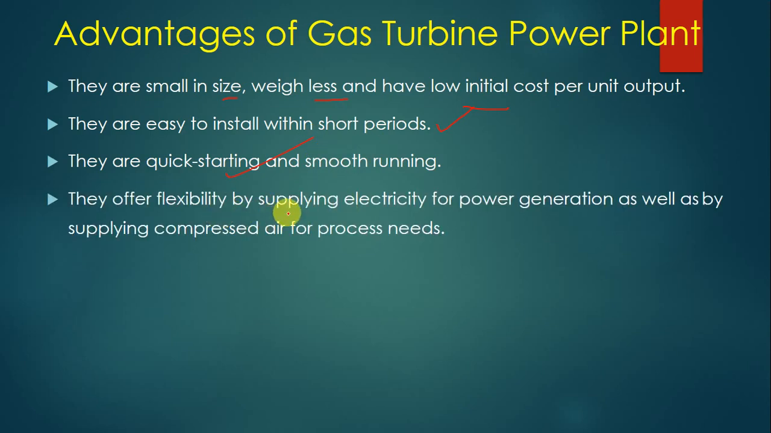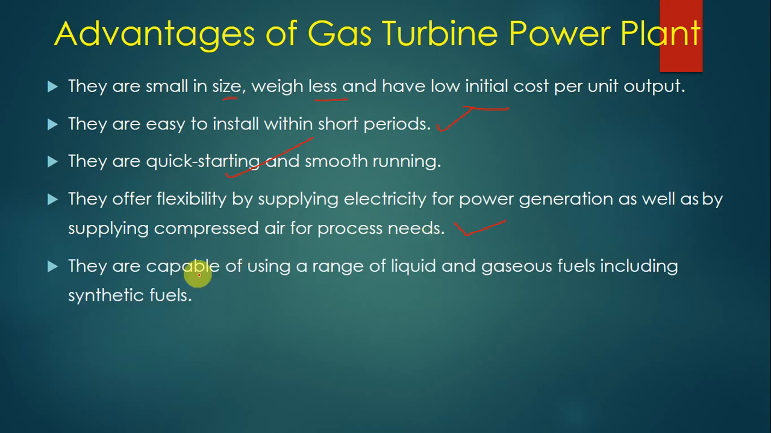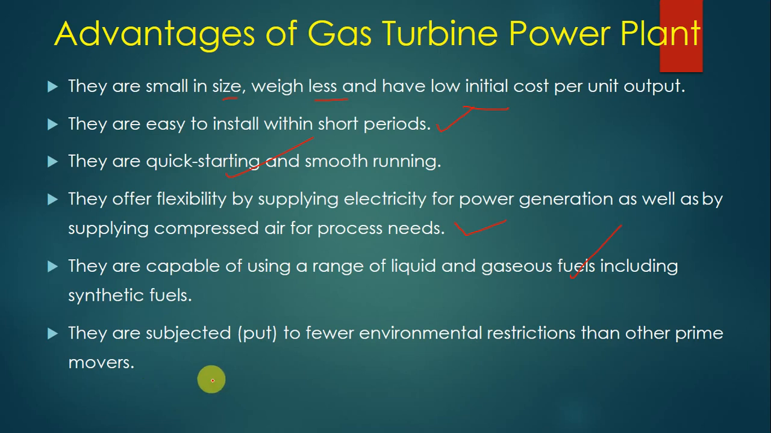They offer flexibility by supplying electricity for power generation, as well as by supplying compressed air for process needs. Sometimes in some applications we require compressed air, so from this particular power plant we can take compressed air as well as electrical energy. They are capable of using a range of liquid and gaseous fuels, so we can use petrol or diesel as a fuel, or we can use a gaseous fuel also. They are subjected to fewer environmental restrictions, so the pollution generated by this power plant is very less compared to a thermal power plant.